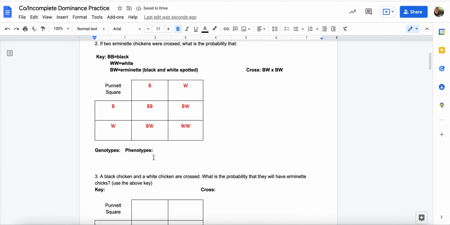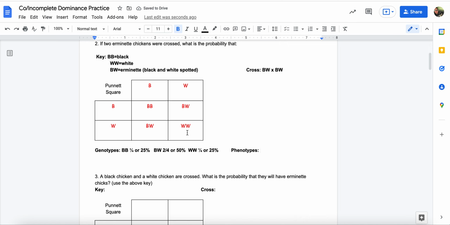So for our genotypes, we start in this top left box. We've got capital B. There is 1 out of 4 boxes, so 1 out of 4, or we could say it's 25%. Then we go to the next box, capital B, capital W. Look how many boxes have that. That's 1, 2. So we have 2 out of 4, or 50%. And then our last box is our capital W, and we've got 1 out of 4, or 25%.